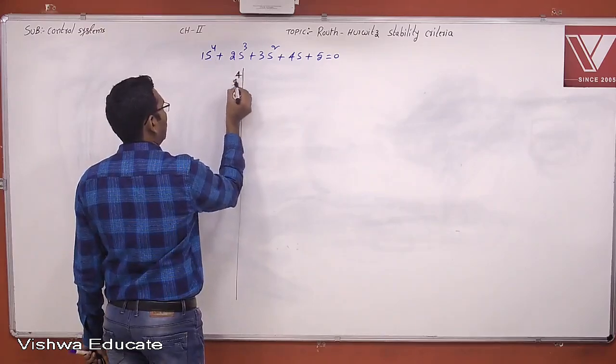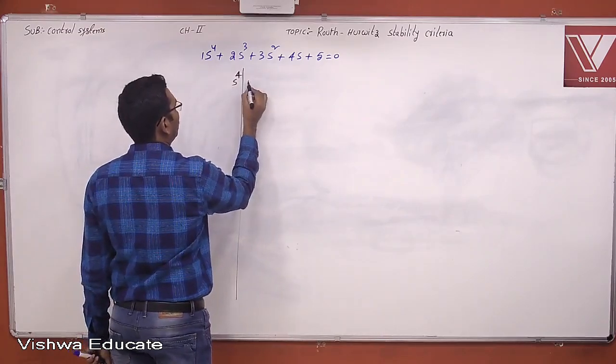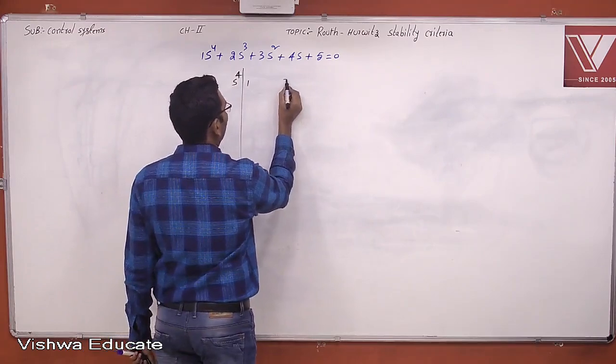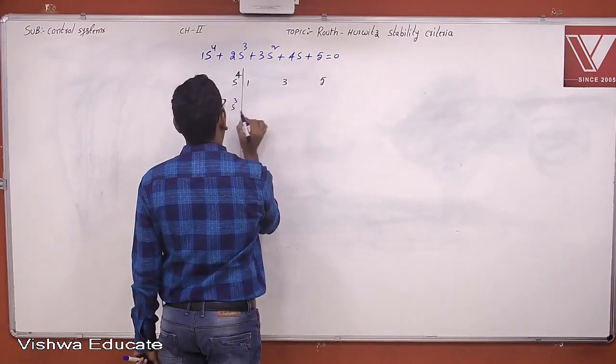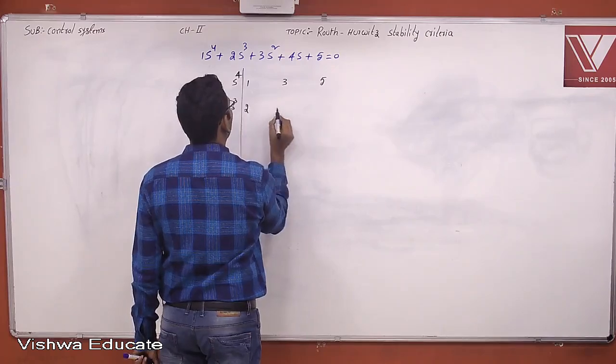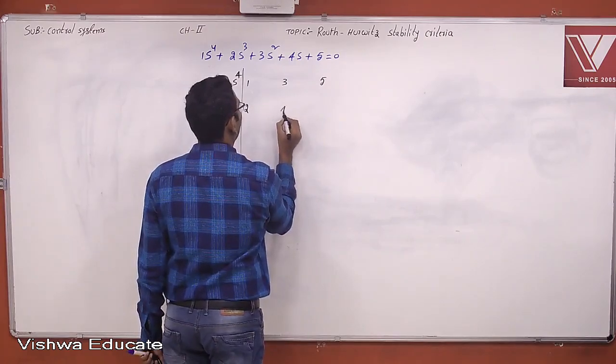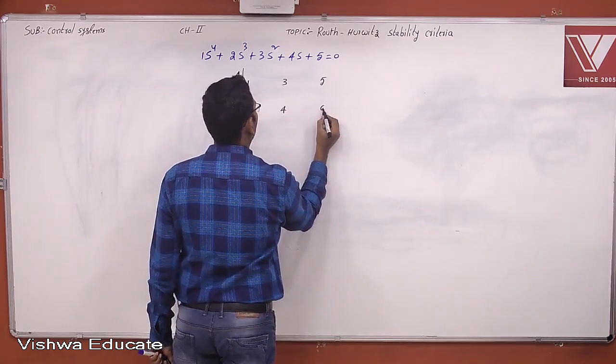Now, even power: write all the even power coefficients, 1, 3, 5. S cube, odd power: write all the odd power coefficients, 2, 4, 0.